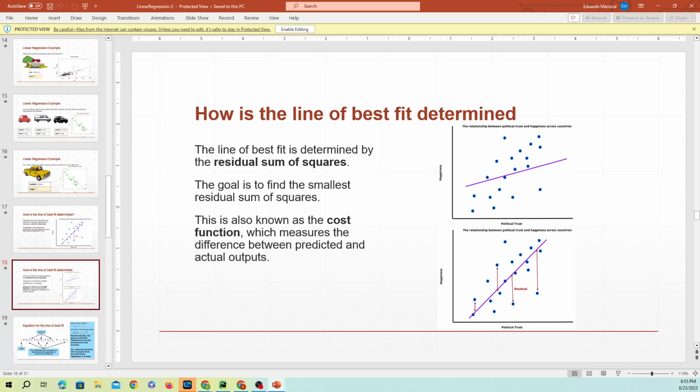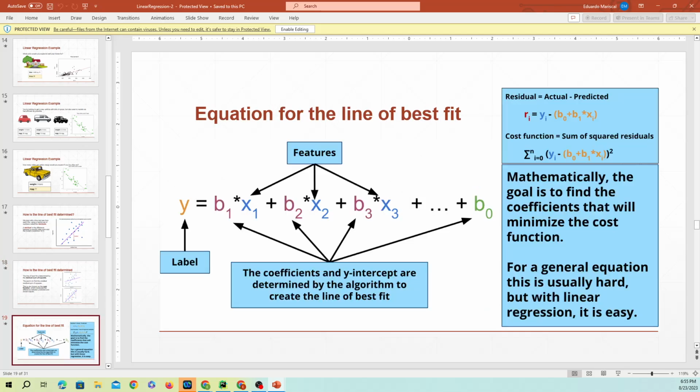Now we're going to go a little bit mathy, but this is how the equation looks if we have multiple features. If we only have one feature, it's just y equals mx plus b. But if you have multiple features, you're going to have a couple more mx terms. So you can see you have b1x1, b2x2, b3x3, and so on, all the way to your y-intercept. Your b0 is your y-intercept. The x values come from the features, and the coefficients and the y-intercept are determined by the algorithm to create the line of best fit.